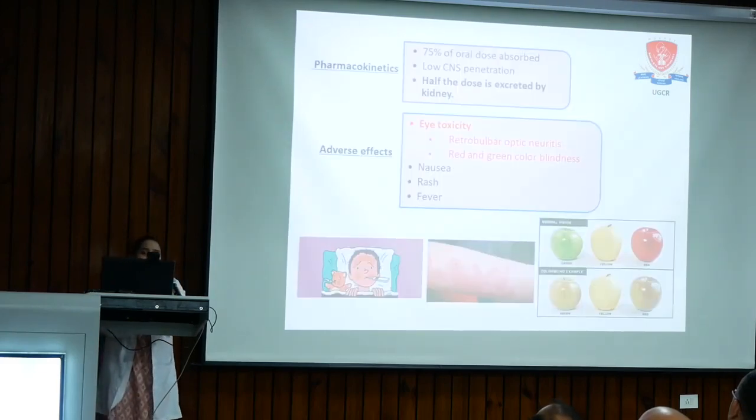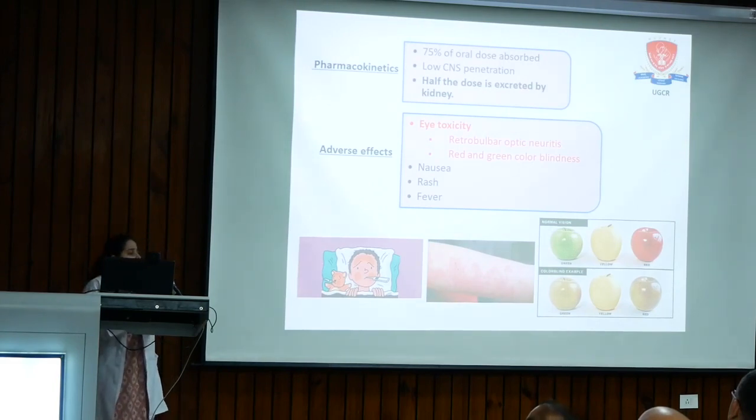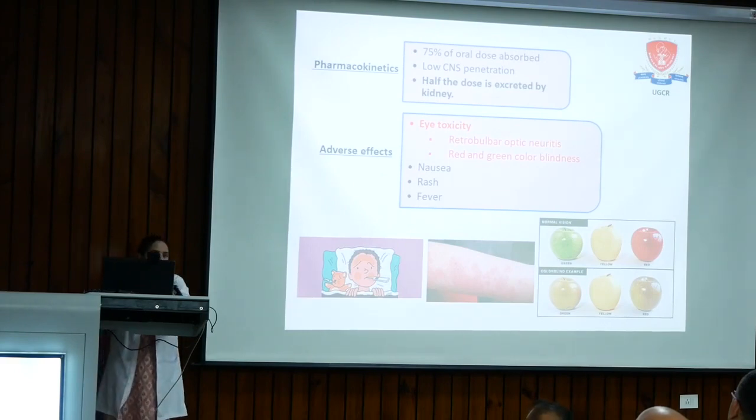Half the dose of ethambutol is excreted by the kidney, so it is very unsafe in kidney failure. The most common adverse effect is eye toxicity like retrobulbar optic neuritis and red and green color blindness, so it has to be given with high caution in children less than 6 years of age.